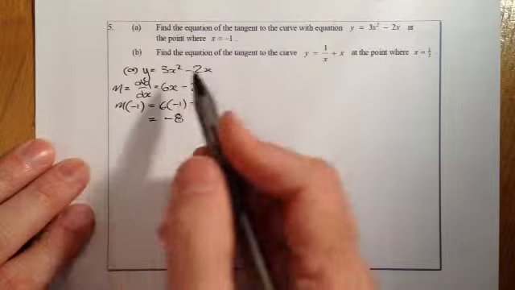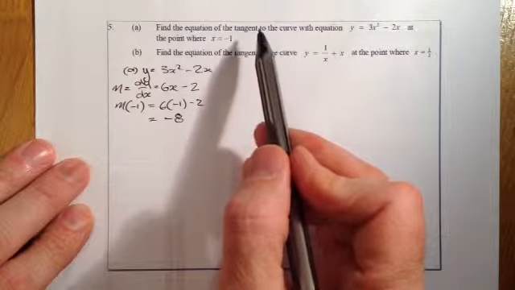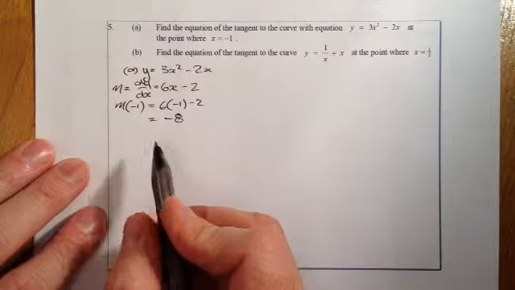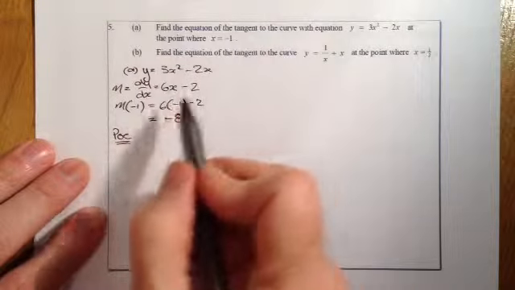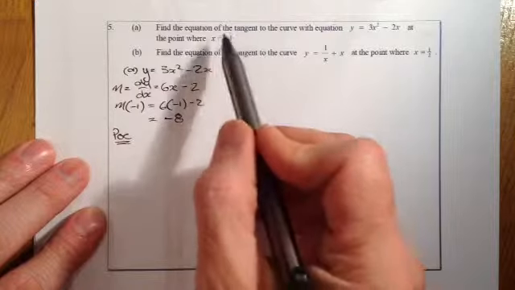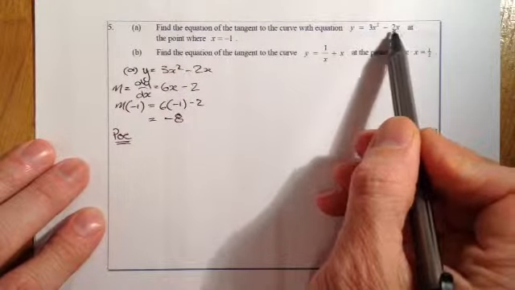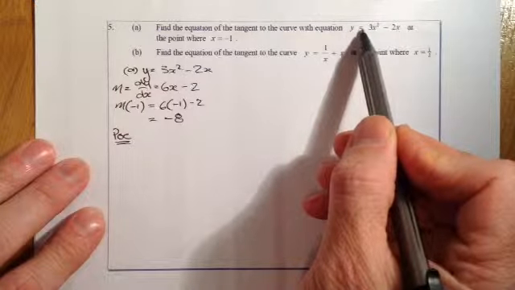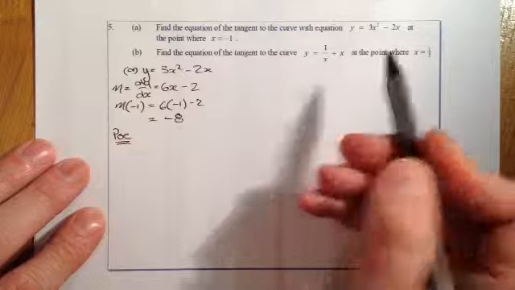I also need a point of contact when I'm working out the equation of a tangent. So I just need the gradient and also a point of contact. To get the point of contact, I'm going to find out my y coordinate when I know my x coordinate. I'm going to use this equation here because it says y equals, and I can find out what y equals when I know what x is.